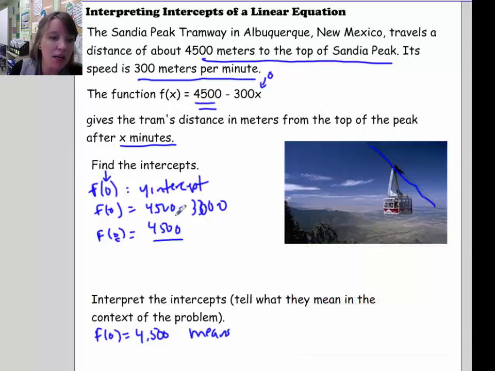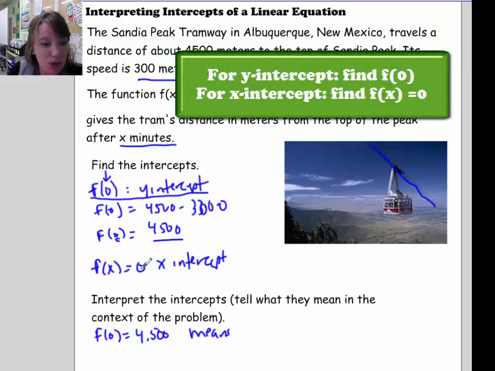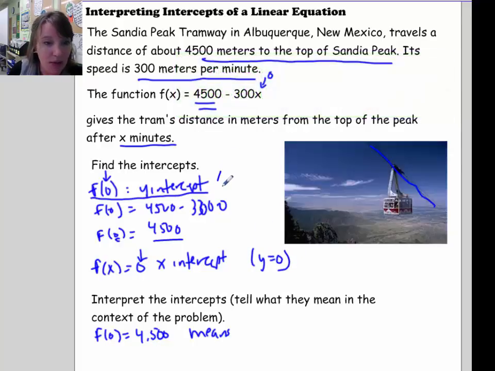Now, to find the x-intercept, what we're looking for is the value of x that makes the function 0. So notice this is the x-intercept. What I'm doing here is I'm making the output equal to 0, or the y, this is equivalent to making y equal to 0. This right here is equivalent to making x equal to 0.